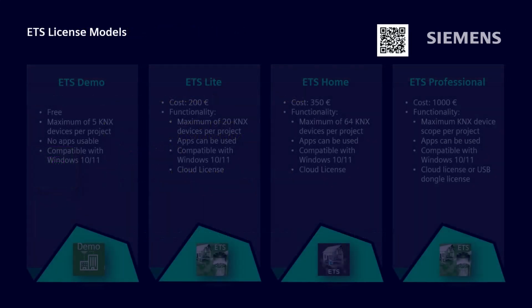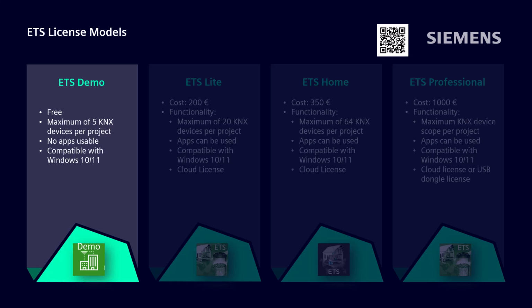Let's now get an overview of the KNX Association's licensing models with regard to the ETS. The ETS demo version provides free access to the ETS software and allows you to insert up to 5 KNX devices into a project. The use of ETS apps is not provided for in this version. All ETS versions are fully compatible with Windows. The demo version is particularly suitable for getting a first impression of the software. It allows the creation of a small test project, for example with a sensor and an actuator, to try out basic functions such as light switching and dimming.